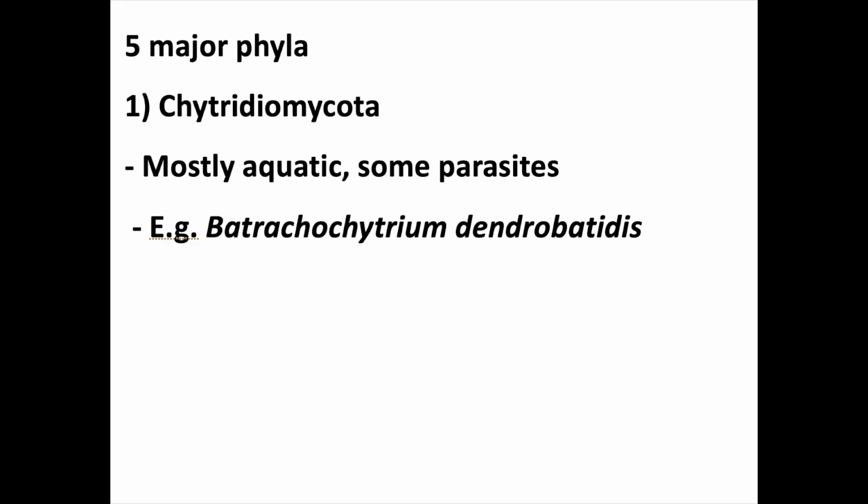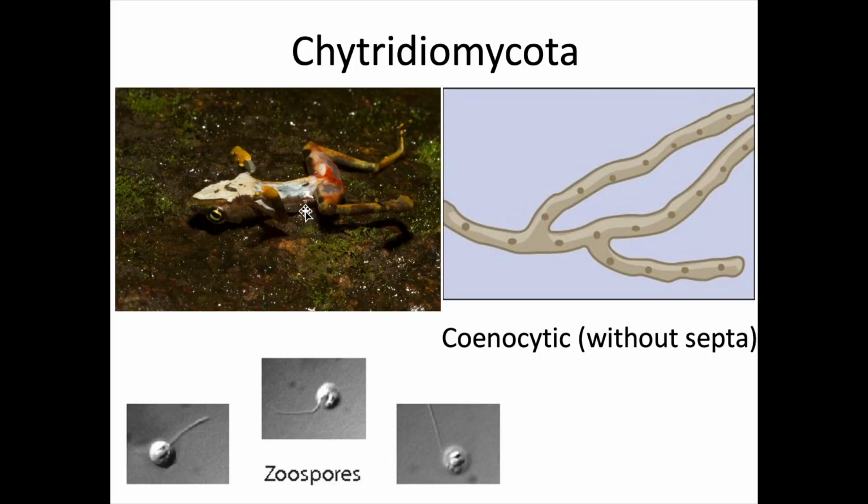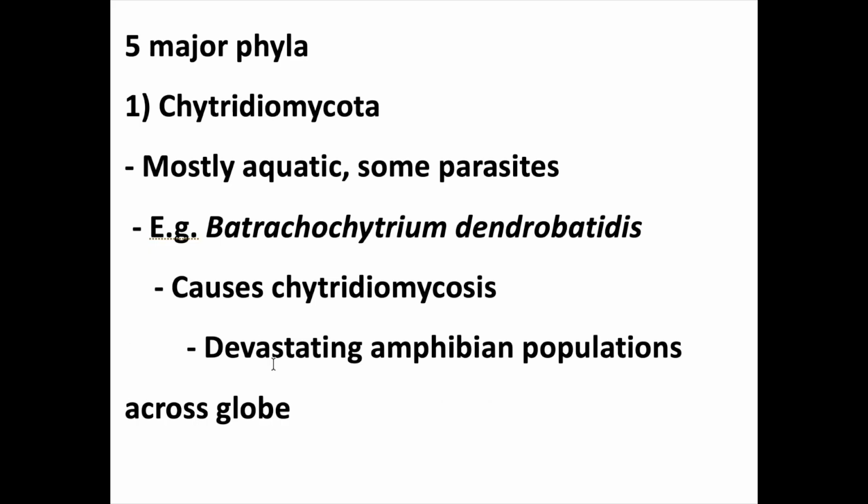This thing is responsible for a disease that affects amphibians. We'll talk more about amphibians later in the quarter when we get to our chapter on vertebrates, but the short version is they have particularly thin skin, which makes them susceptible to fungal infections. And it's not just killing frogs, it's killing lots of amphibians, having a huge impact on them across the planet. So chytridiomycosis is the name of this disease, and yep, I can say devastating amphibian populations across the globe.